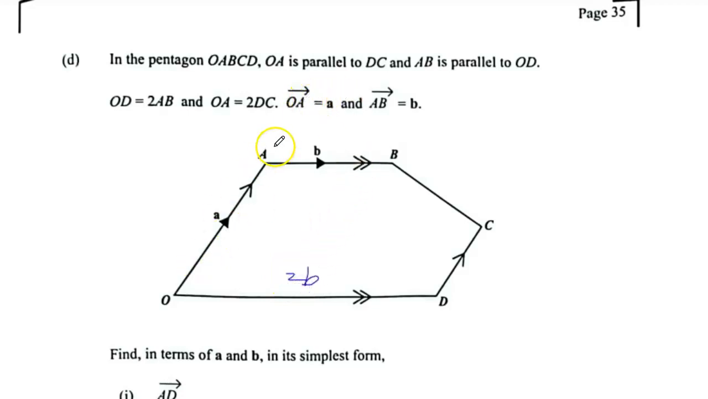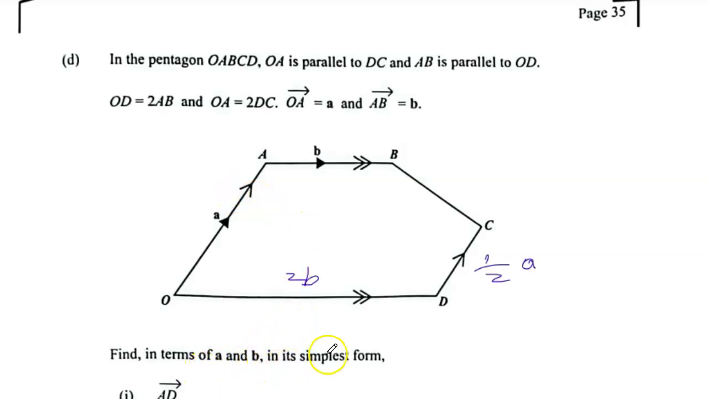OA is a. We're told that OA is 2 times DC. So a is double DC. So if OA is a, then DC is half of that. So DC is actually half a. OA is double DC, which means DC is half of OA.